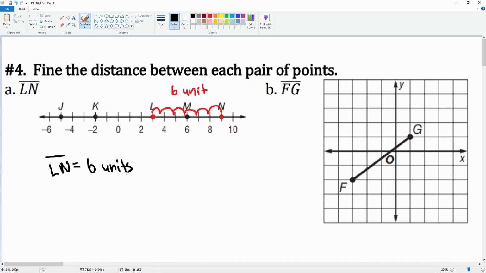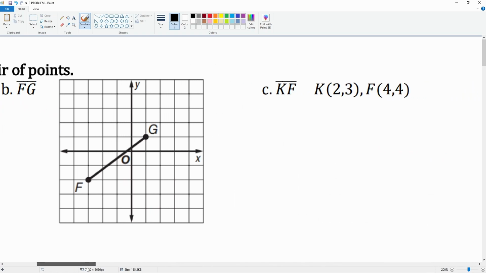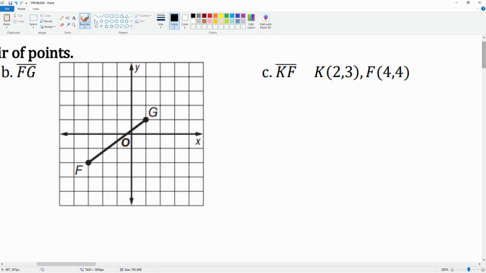That is the distance. If we look at B, it asks us to find the distance between these 2 points, and it is not horizontal, okay? It is a diagonal line. So we want to see it in 2 ways. You can treat this as a Pythagorean theorem by seeing it as a part of a right triangle. So you should see your right triangle here. All right, and now we can just count.